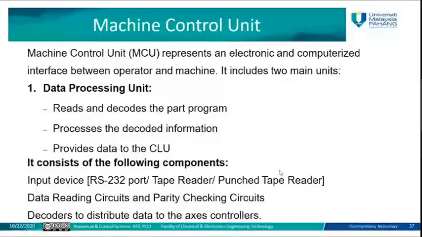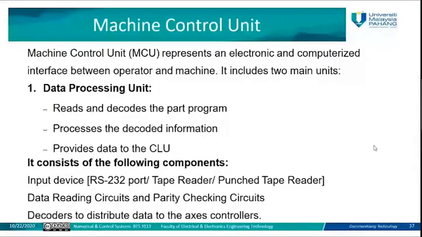Okay, as we said, the machine control unit is the most vital part of the NC systems. We said we have three parts. First is the part program instruction. Second is the machine control unit. The third is the machine tool, or the machine itself, or the equipment that we are going to control.